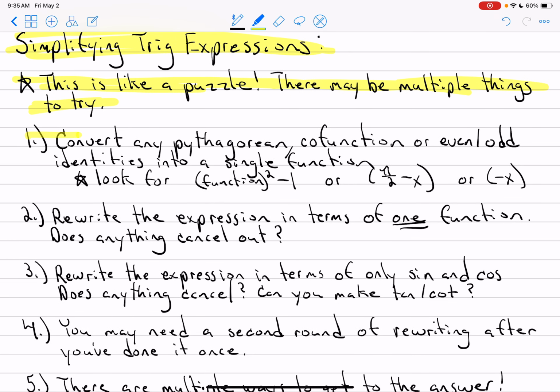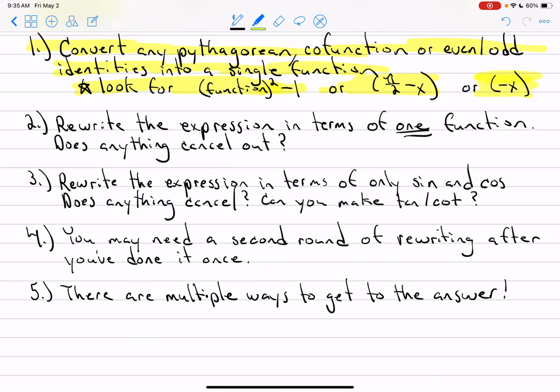All right, so first, convert any Pythagorean, cofunction, or even and odd identities into a single function. So, in this case, look for things where it's like some function squared minus 1, or if you have like pi over 2 minus x's, look for those, or if you have negative x's, all right? Second, rewrite the expressions in terms of one function, if you can. So if you could write everything in terms of sine or everything in terms of cosine, all right? And then after you do that, does anything cancel out?